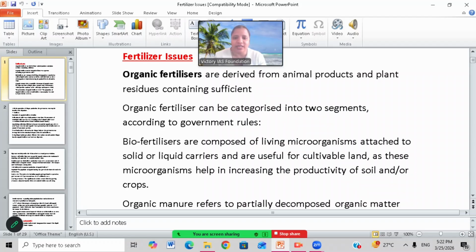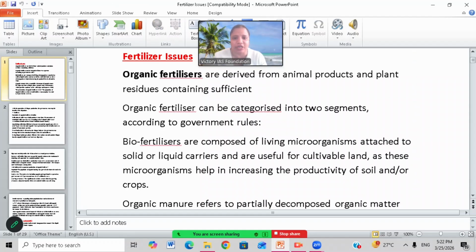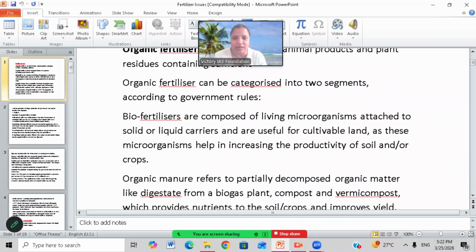Okay. So, the organic fertilizers are derived from animal products and plant residues containing sufficient NPK, nitrogen, potassium, etc. Organic fertilizer can be categorized into two segments according to government rules. They are biofertilizers composed of living microorganisms attached to solid or liquid carriers and are useful for cultivable land, as these microorganisms help in increasing the productivity of soil or crops.